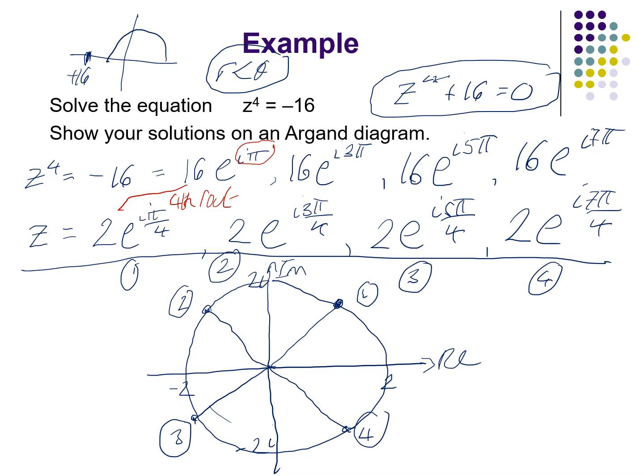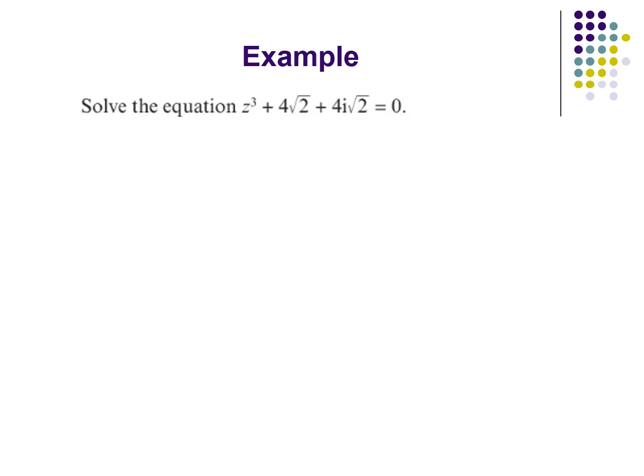Right, next one. Okay, that looks a little bit different. Okay, so because we've got a z cubed in it, and then we've got a complex number, we're going to use our method that we've got here. So what the equation is that we're solving is z cubed equals minus 4 root 2 minus 4 root 2i. So that's going to be the cube roots of that complex number.